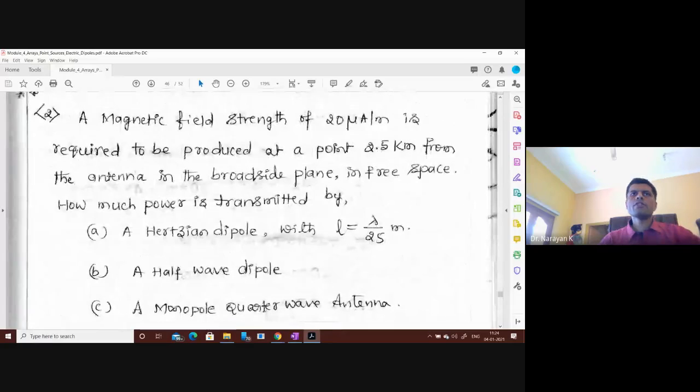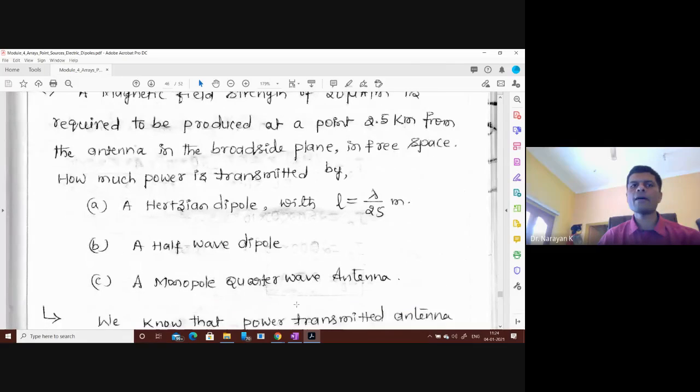Okay. Next question. A magnetic field strength of 20 microampere per meter is required to be produced at a point 2.5 kilometers from the antenna and in a broadside plane in free space. How much power is transmitted by a Hertzian dipole with L equal to lambda by 25 meter, a half wave dipole, a monopole quarter wave antenna?